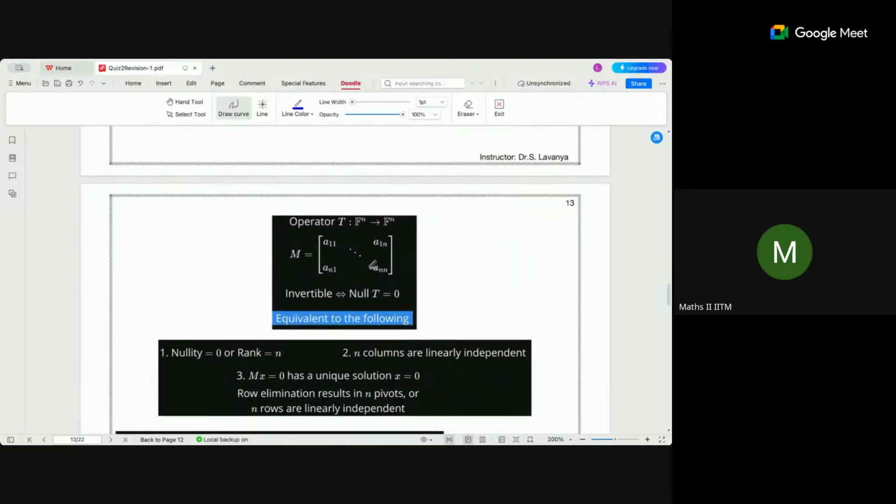Invertibility if and only if the nullity of T equals 0. One more equivalent condition I missed: Mx equal to 0 has a unique solution. So this system of homogeneous equations has a unique solution. This is equivalent to saying the null space is 0. So this is another way to say that the null space is 0.